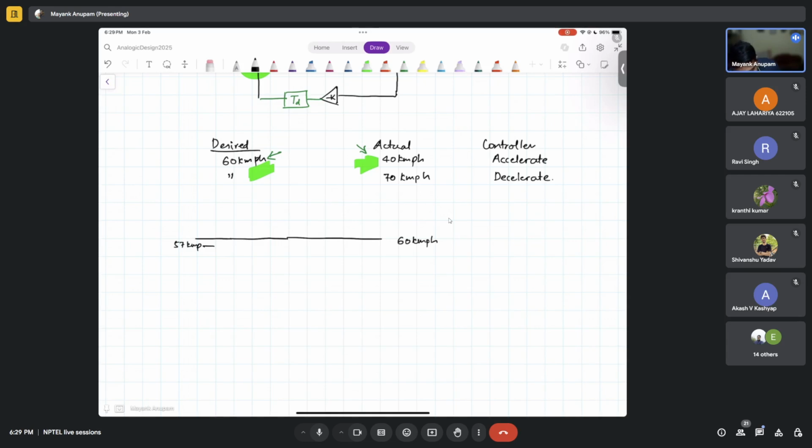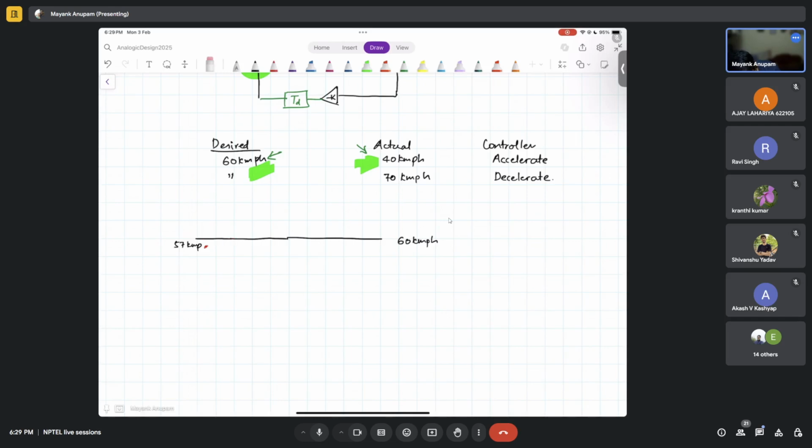Let's say you are somewhere here. What is going to happen in a situation where there was no delay? Your loop is very powerful, so what will it do? It is very fast, so it will come here and settle very soon, right? It will settle very soon, correct?